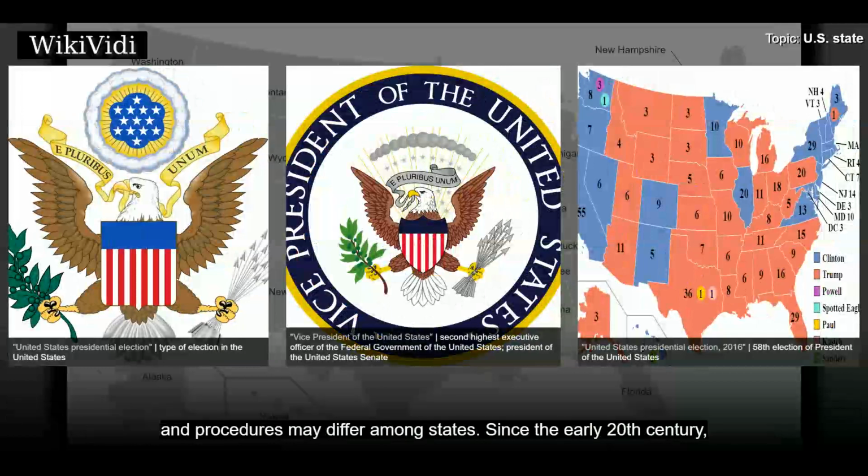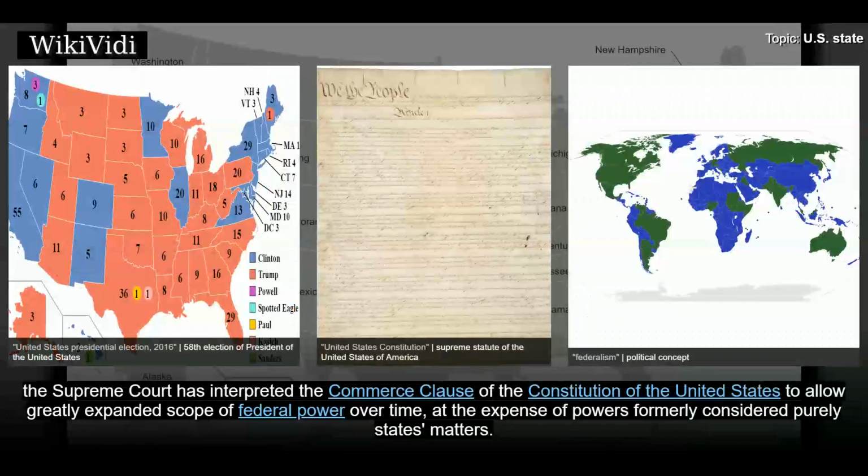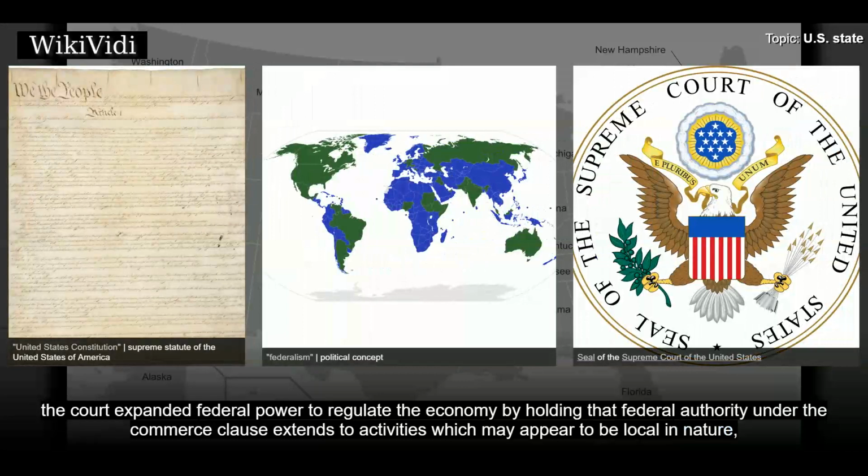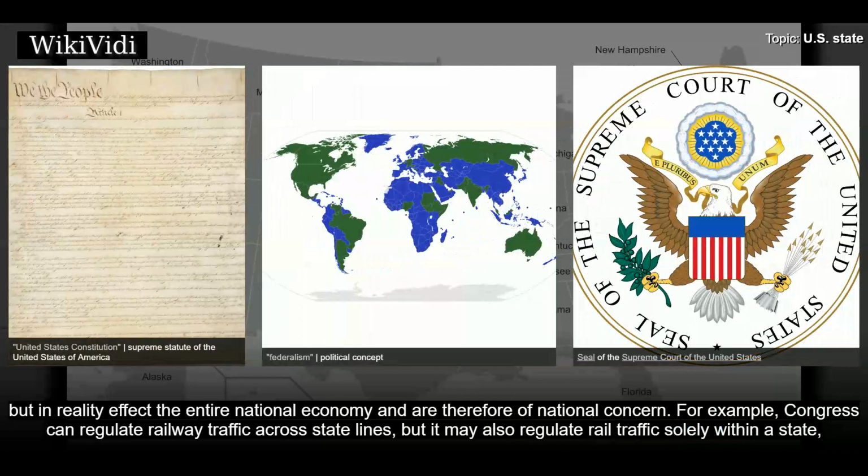Since the early 20th century, the Supreme Court has interpreted the Commerce Clause of the Constitution of the United States to allow a greatly expanded scope of federal power over time, at the expense of powers formerly considered purely states' matters. The Cambridge Economic History of the United States says, on the whole, especially after the mid-1880s, the court construed the Commerce Clause in favor of increased federal power. In Wickard, the court expanded federal power to regulate the economy by holding that federal authority under the Commerce Clause extends to activities which may appear to be local in nature, but in reality affect the entire national economy and are therefore of national concern.